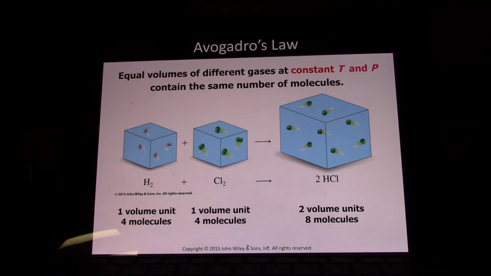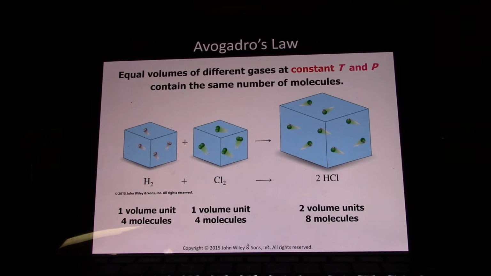Avogadro's law. Equal volumes of different gases at constant temperature and pressure will contain the same number of molecules. So as long as the temperature and pressure is the same, 1 liter of hydrogen has exactly as many molecules as 1 liter of chlorine. It will have as many molecules as 1 liter of hydrogen chloride. And so the volumes are additive, and they're going to be stoichiometric because of that.